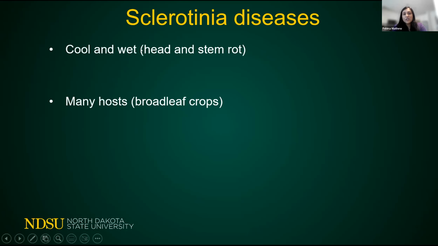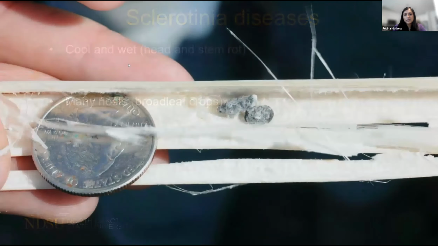The conditions driving Sclerotinia diseases are very similar to Phomopsis stem canker. If there is rain, particularly when the sunflowers enter the adult stage, and the temperature tends to be down, cooler and wet conditions can actually promote Sclerotinia diseases.